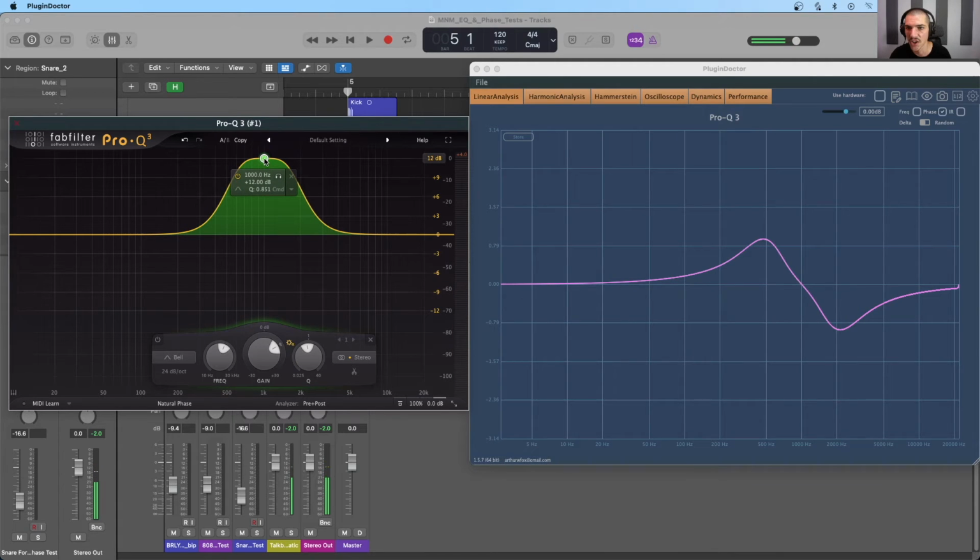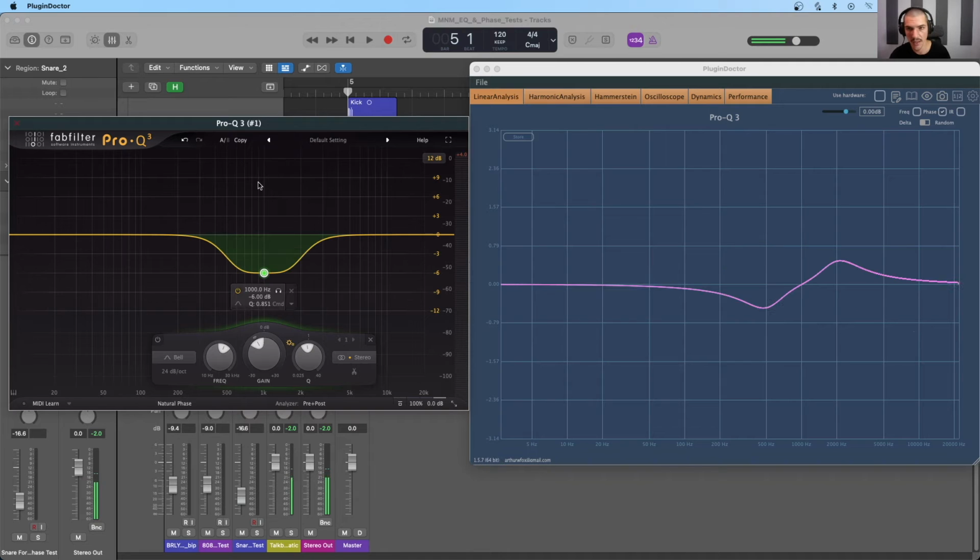If we were to take this curve and make it a cut, say at -6 dB, we would see the opposite here.